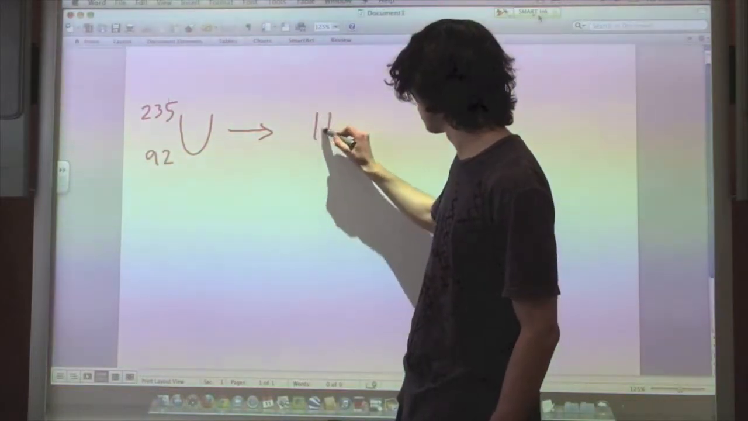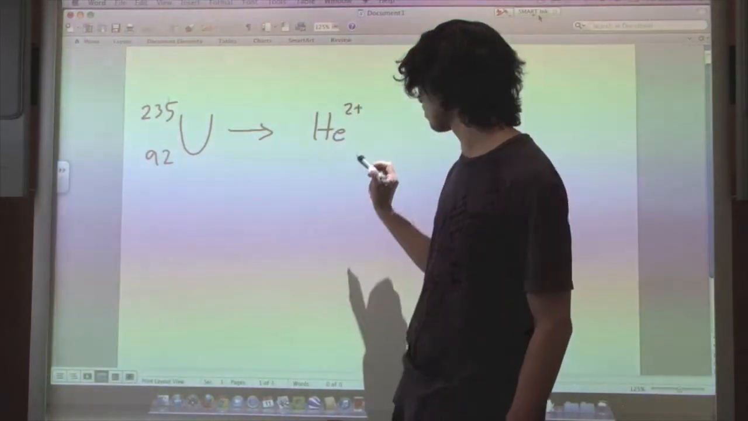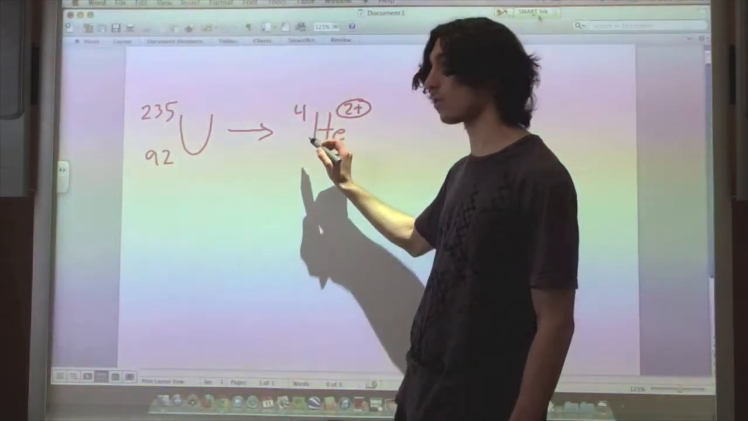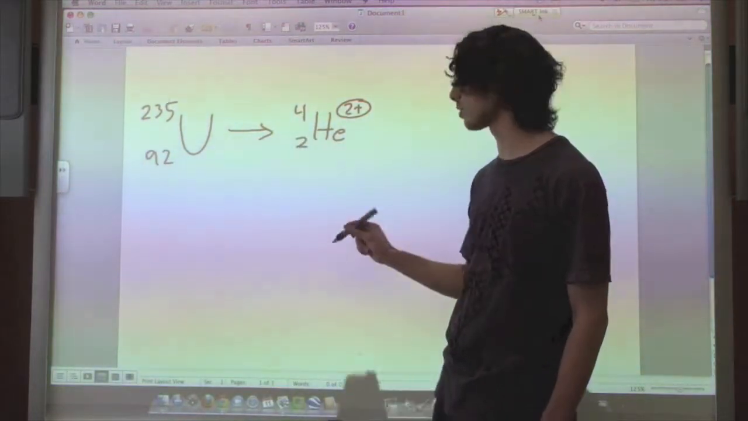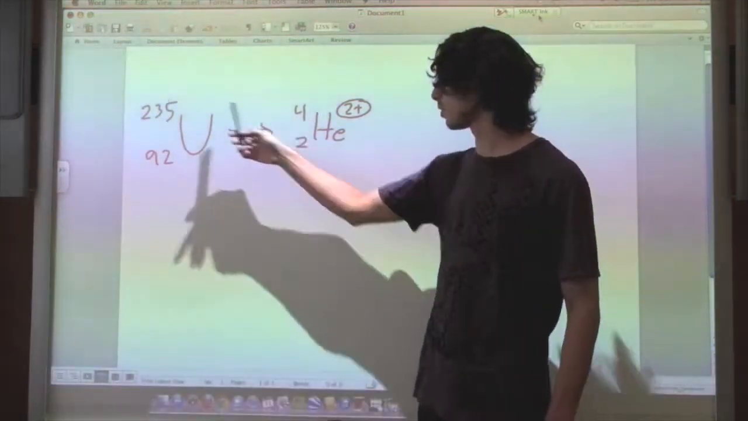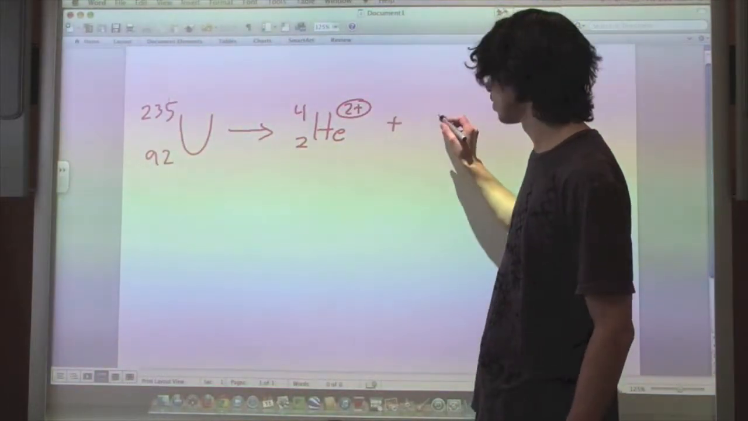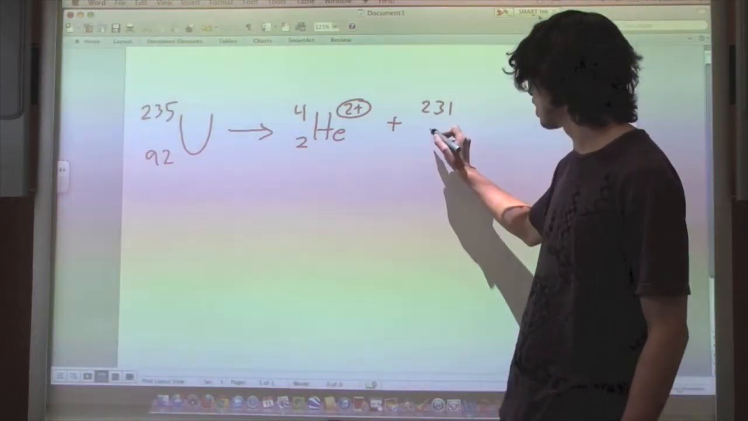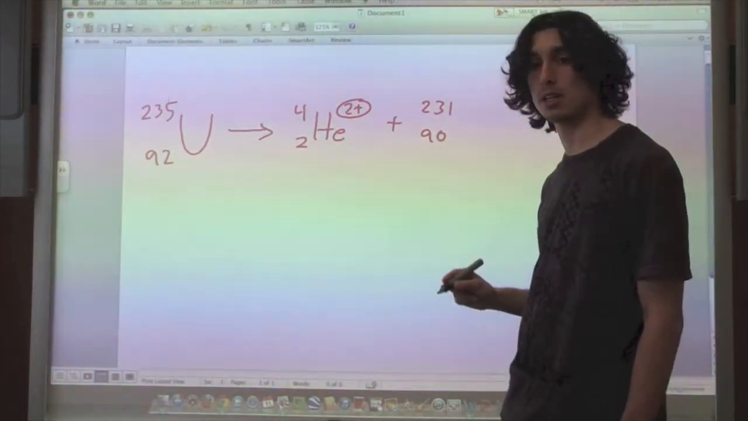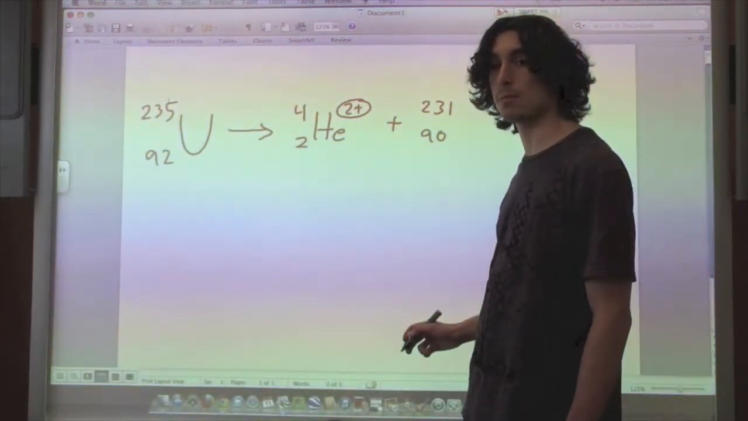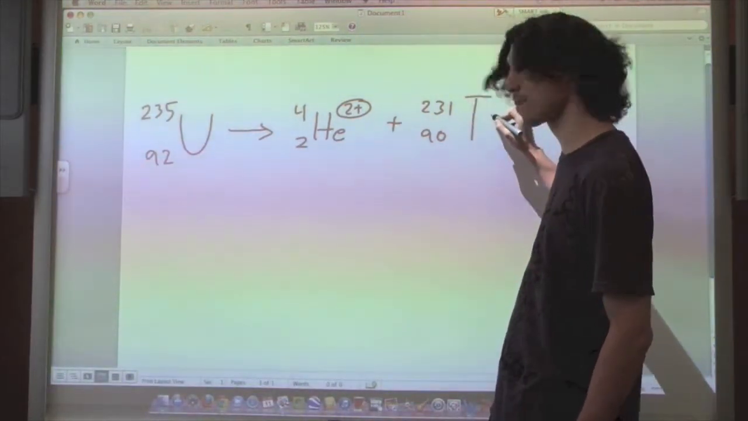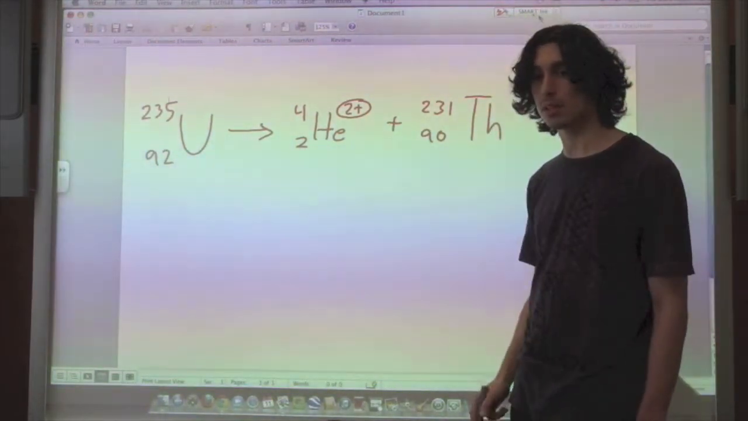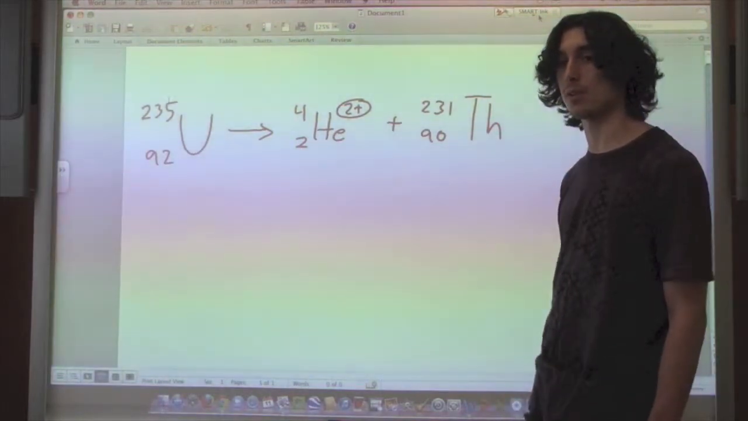An alpha particle is a helium nucleus. So it has 4 total particles, 2 of which are protons. So subtracting 2 from 92 and 4 from 235, we get 231 as the mass of this element, and 90 to be the atomic number. If you check your periodic table, you'll realize that 90 corresponds to thorium. So uranium-235 decays into thorium-231.